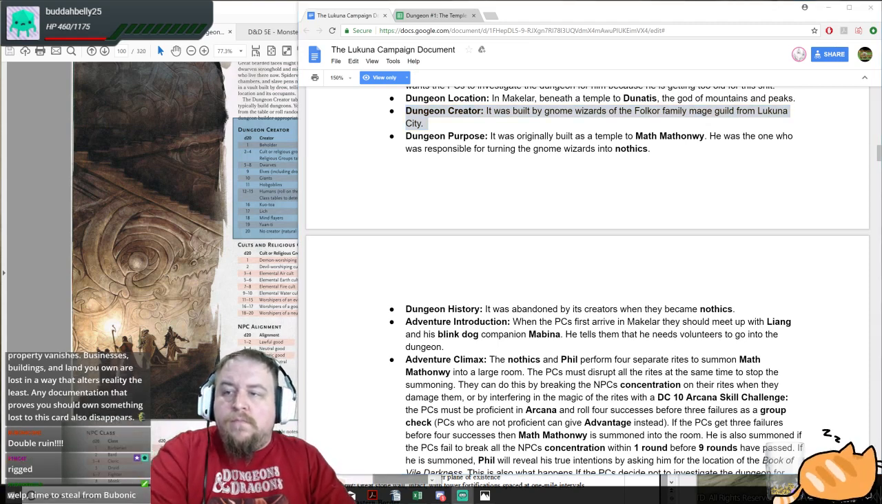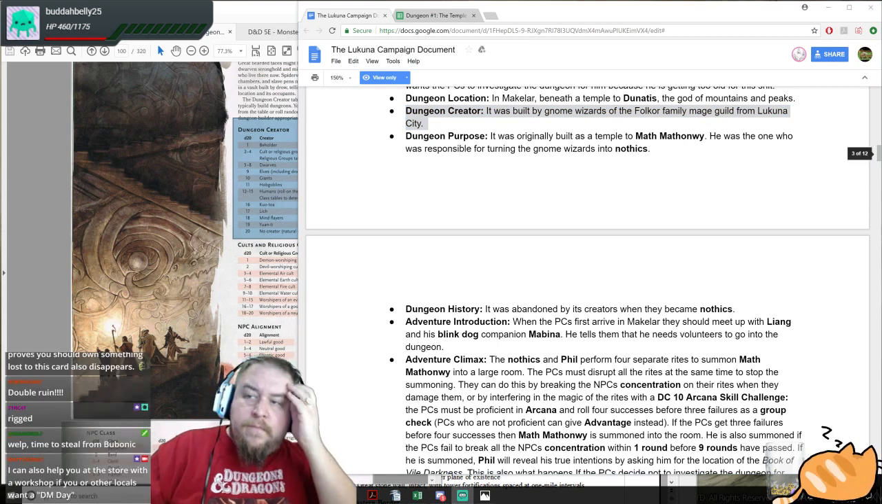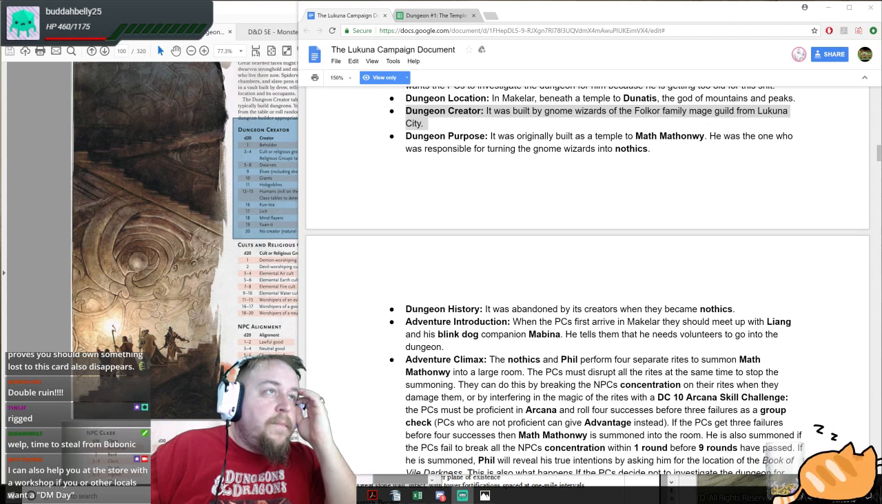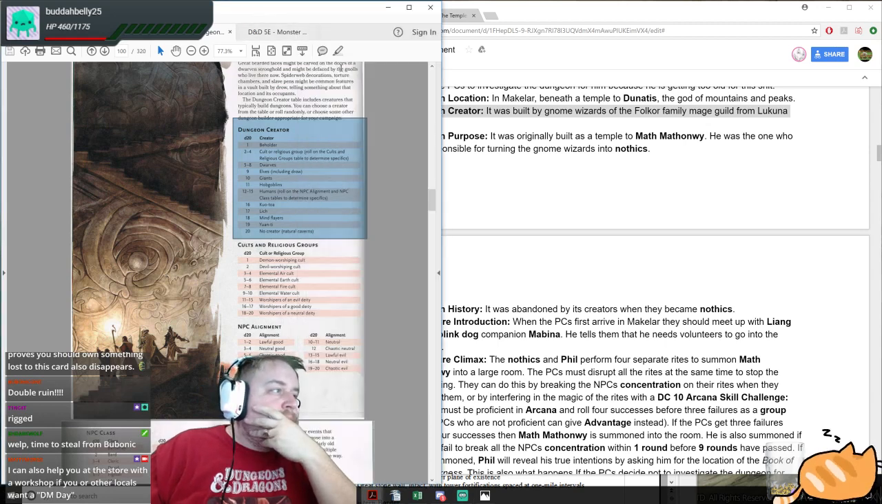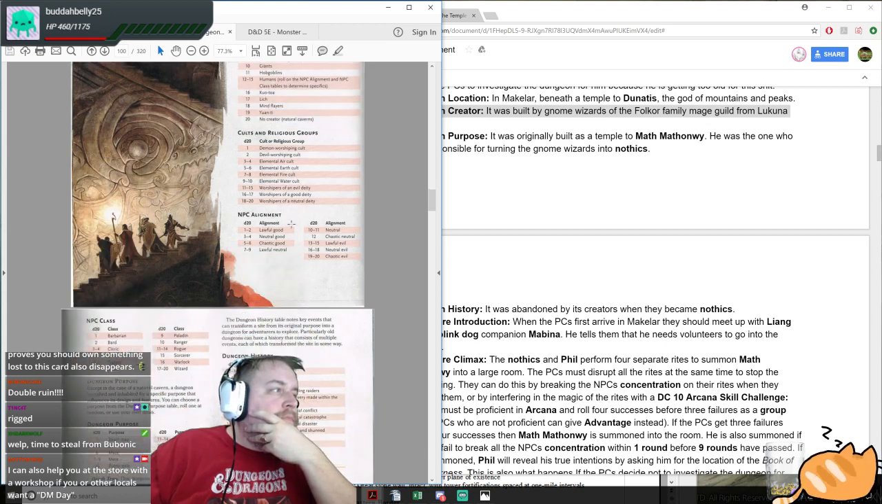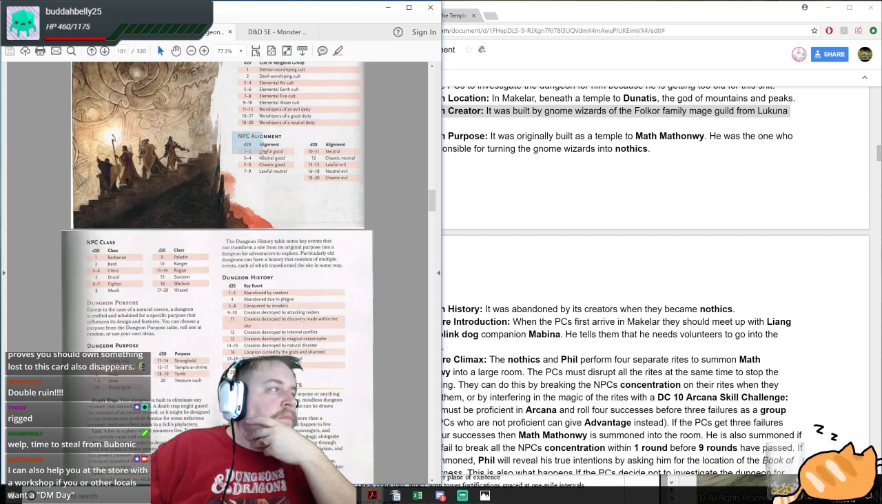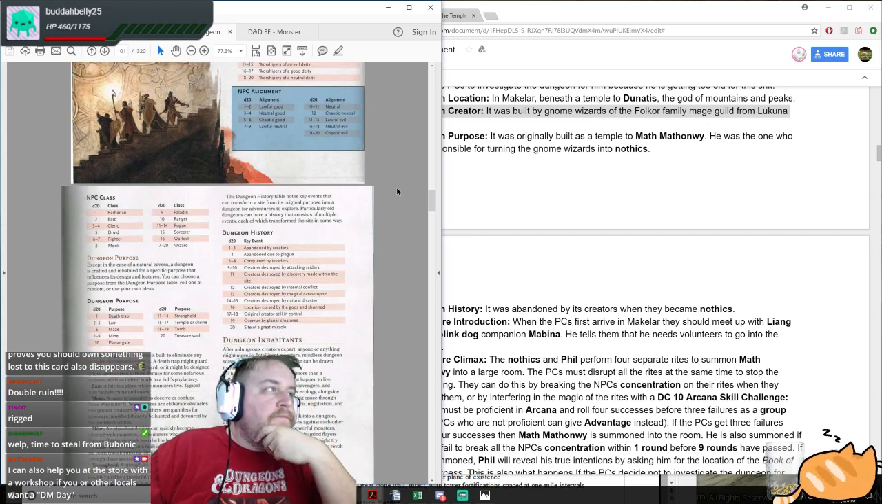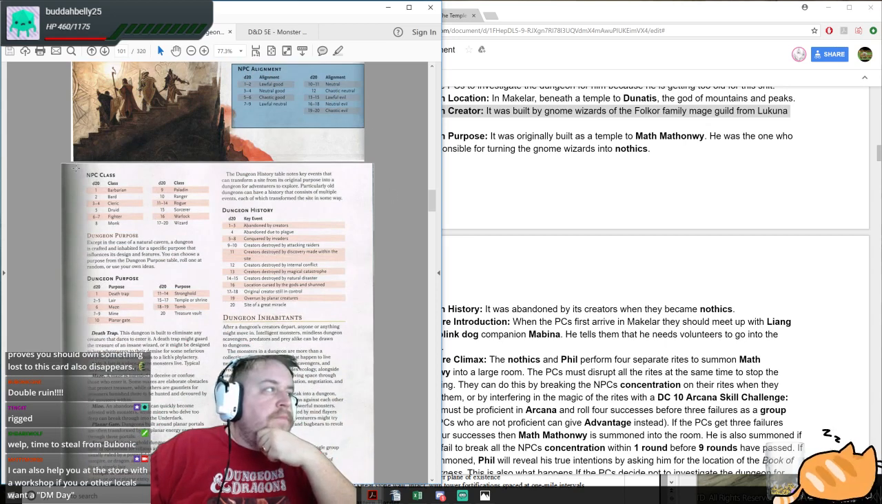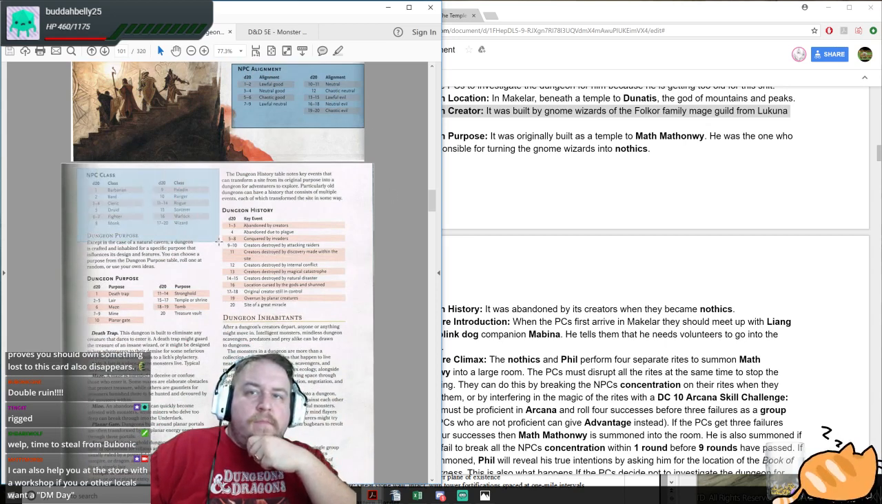So for dungeon creator, I rolled humans, and it asked me to roll on the NPC alignment and NPC class table to determine the specifics. So for alignment, I got lawful good, and for class, they're the charts a little bit further down. I got wizard.